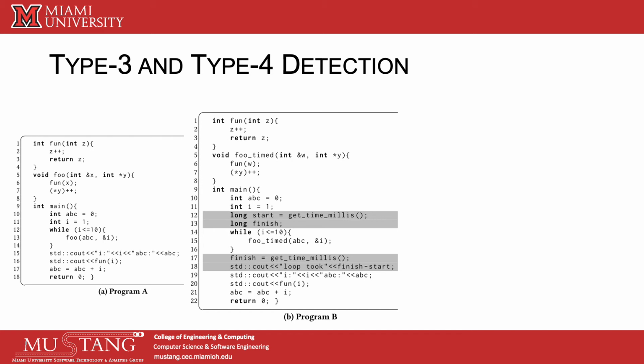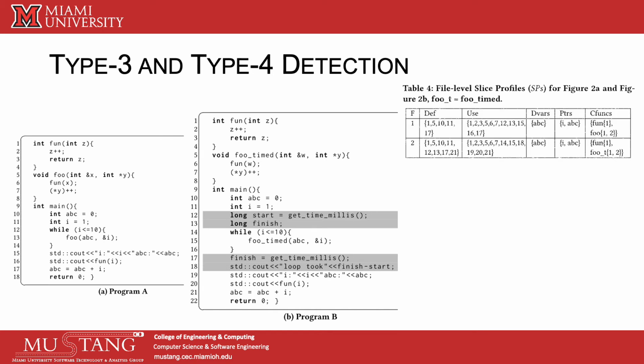Now if we take a look at those two codes in program A and program B, you can see both are the same, except we have two additional variables, start and finish, at line 12 and line 13, and two statements using those variables in lines 17 and 18. That's the only difference between B and A.